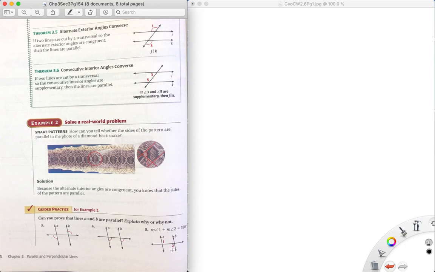Here, I have this transversal, these two lines, A and B. I'm told that 1 and 2 are supplementary. The only way that I can prove these parallel is by using the alternate interior angles converse. However, the alternate interior angles converse says that the angles have to be congruent. Supplementary is not enough information to say that they're congruent. They could be 90-degree angles, even though they don't look like it. But I don't have enough information to say that they are. Therefore, I don't have enough information to say that they are parallel lines.